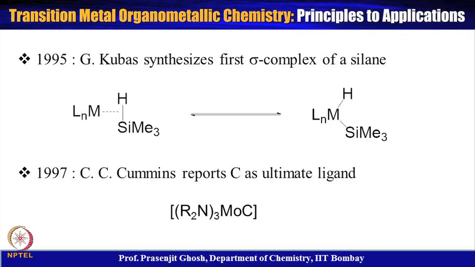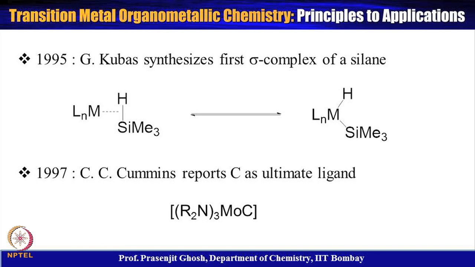In 1995, G. Kubas reported the first sigma complex of a silane, where a metal is bound to a silicon hydrogen bond through a sigma complex. Now, these are very challenging compounds, because this sigma complex may undergo oxidative addition to give metal hydride and metal trimethylsilyl moiety.